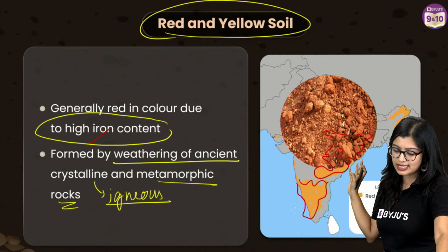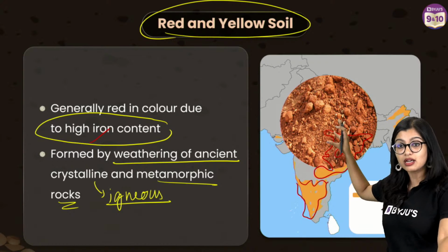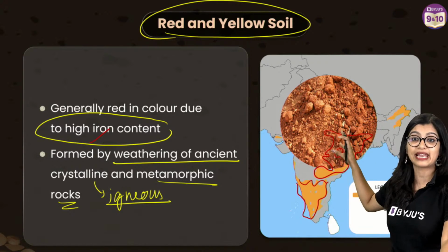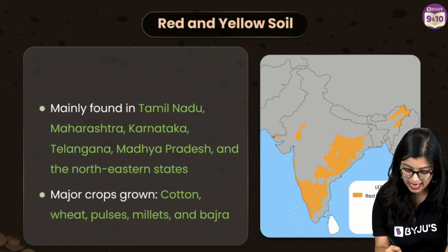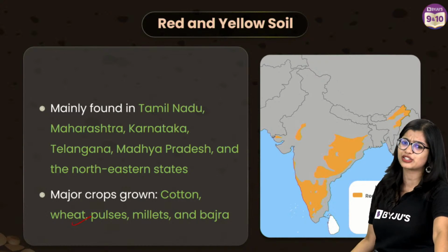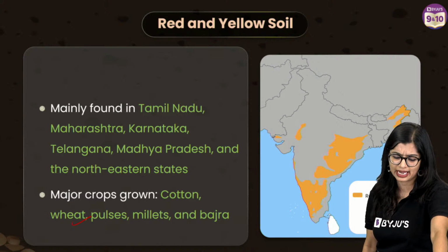So now, of course, as we move, we see that the red and yellow soil looks something like this. And we see here that mainly crops like wheat, pulses, millets, bajra are all grown in the case of red and yellow soil.